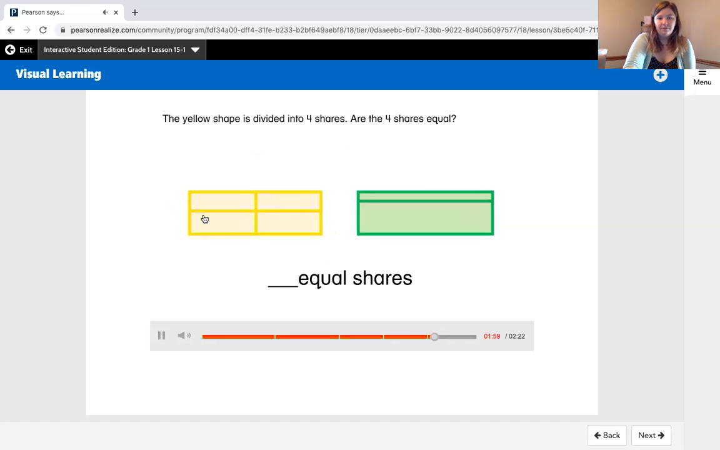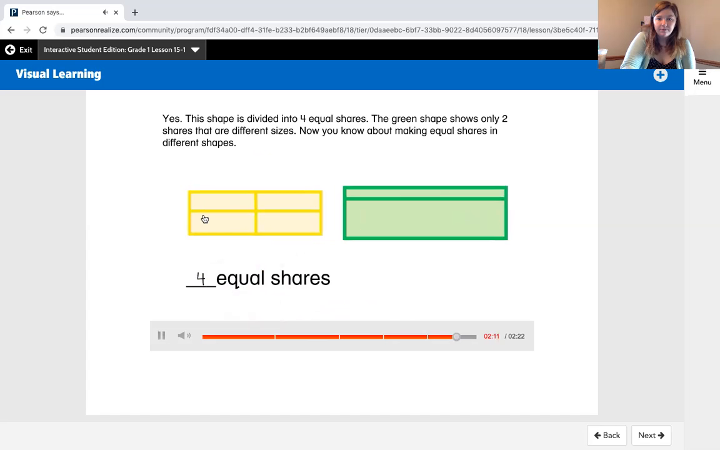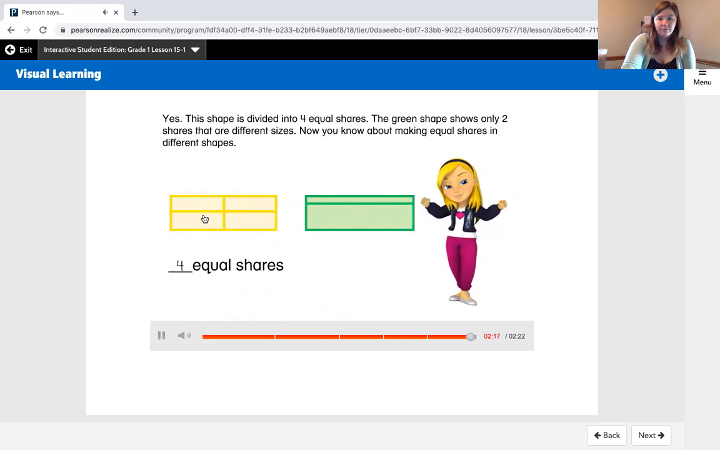The yellow shape is divided into 4 shares. Are the 4 shares equal? Yes, everyone gets the same amount. This shape is divided into 4 equal shares. The green shape shows only 2 shares that are different sizes. Now you know about making equal shares in different shapes.